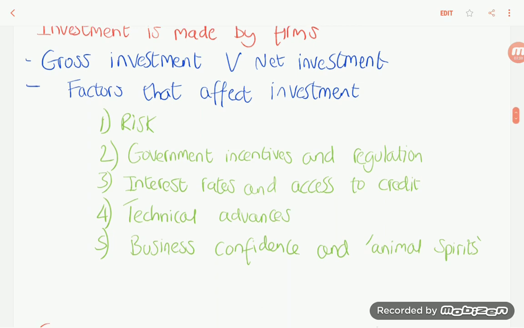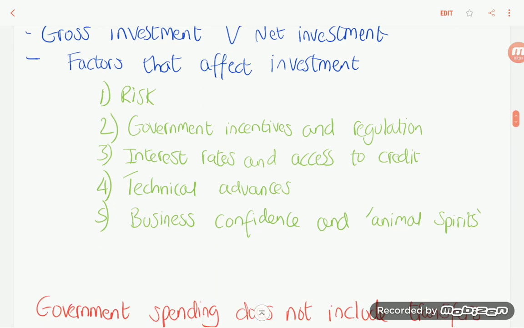And here are the factors that affect investment. So the first one is risk. The level of risk involved will affect the amount of investment by firms. If there's a high risk that a firm won't benefit from investment, then it's unlikely that the firm will invest. For example, when there's economic instability, less investment will be made.